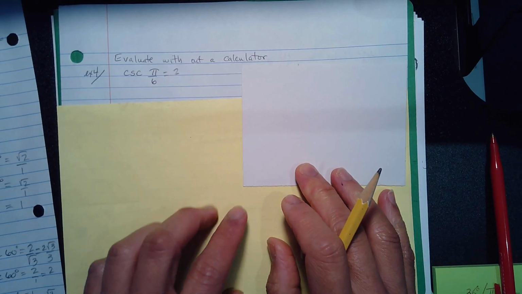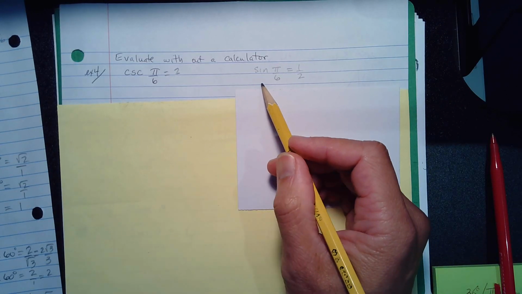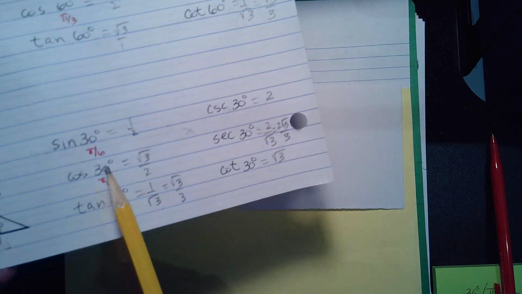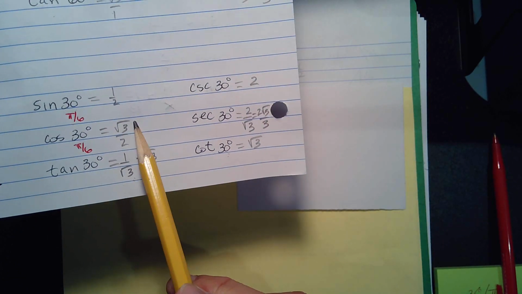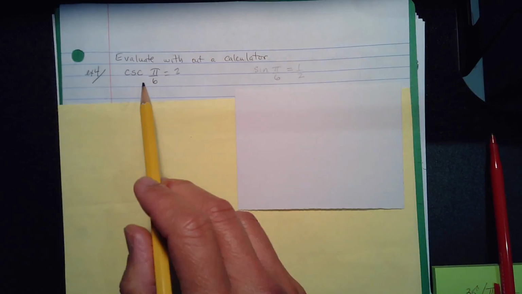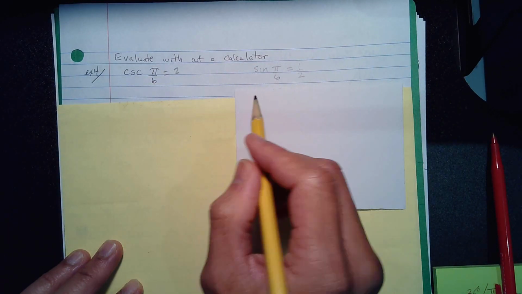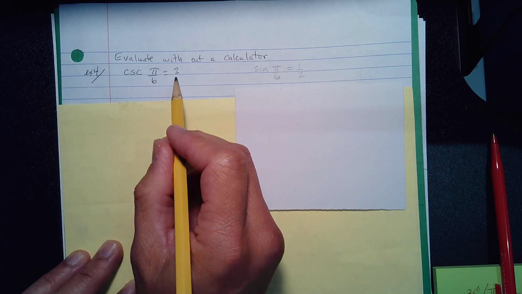Now, what we could have done was reference sine pi over 6. Sine pi over 6, we know, is 1/2. Right? Sine pi over 6 is 1/2. Well, isn't cosecant and sine reciprocals of each other? So that's why cosecant pi over 6 is 2.